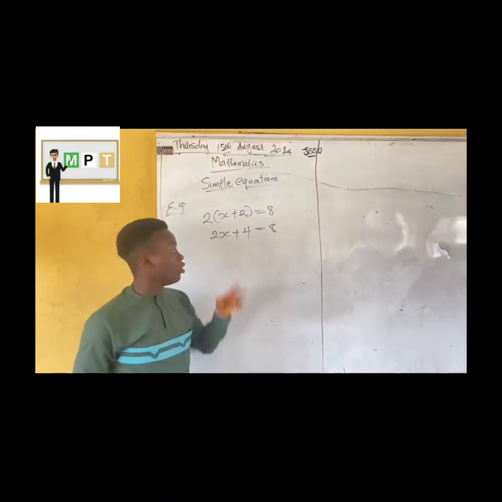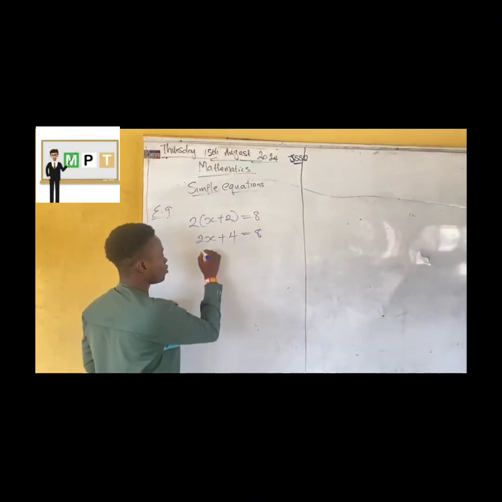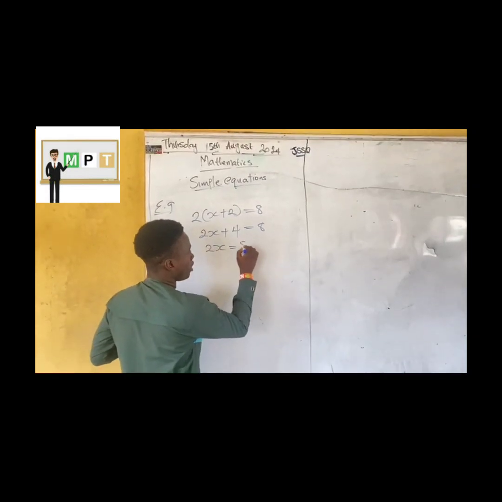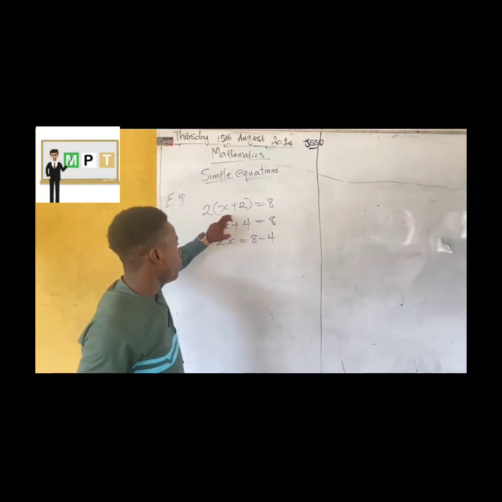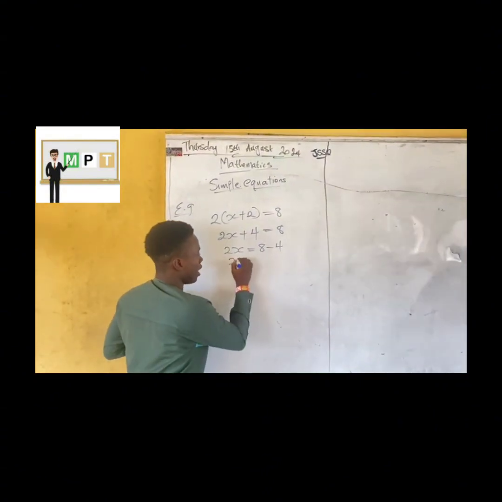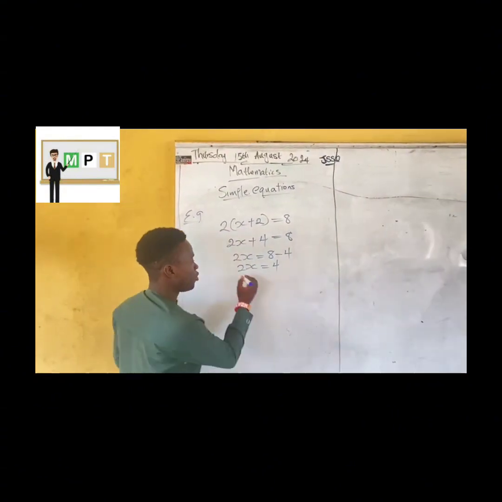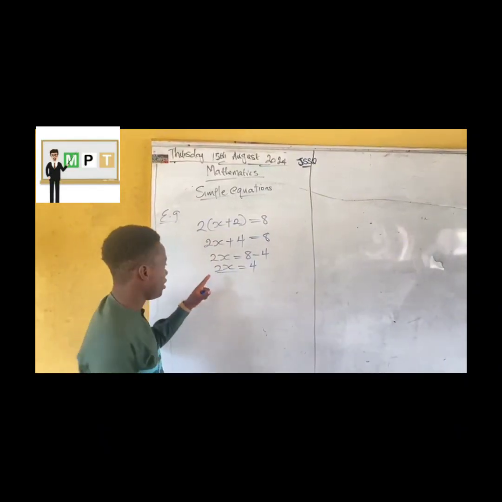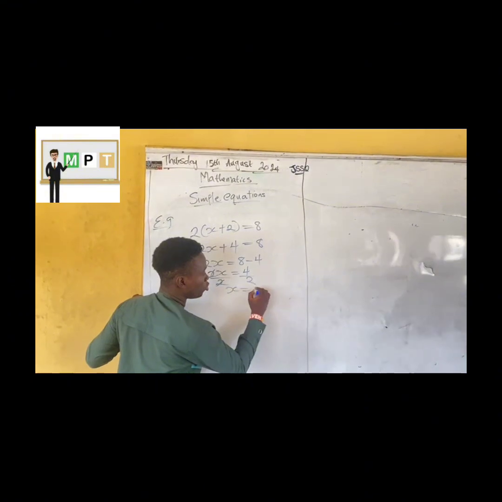Now when you get to this point, you have to collect like terms, in which this goes to the other side to give us 2x is equal to 8 minus 4. When your constant is crossing over, the sign will change. So 2x will be equal to 4. And for x to stand alone, you have to divide both sides by the coefficient of x, in this case 2. x is equal to 2.